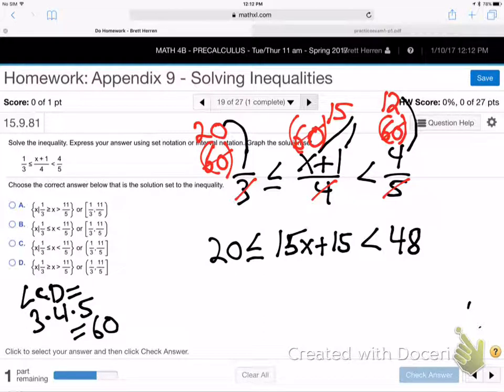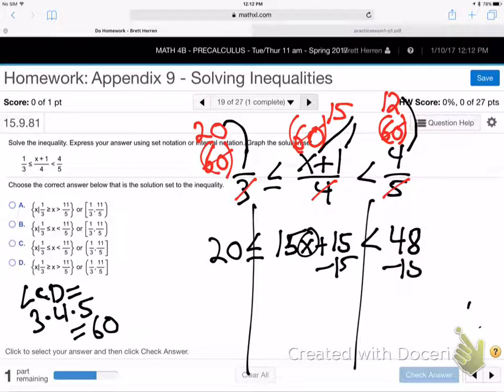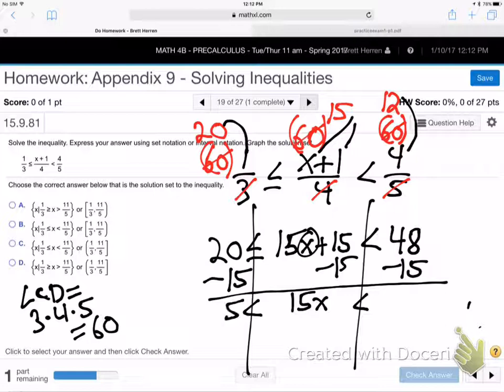So you 60, 60, 60, cancel, cancel, cancel, leftovers multiply. And now the rest we just, again, focus our attention on x, right? It's like there's 3 sections. X is saying, I want to be alone. Get rid of these 2 15s with me, right? So subtract 15 from all 3. Whatever you do to one part, you do to all 3. And you get 15, x in the middle, and then this is what, 5, and what's that, 33? And then last step is divide, right?